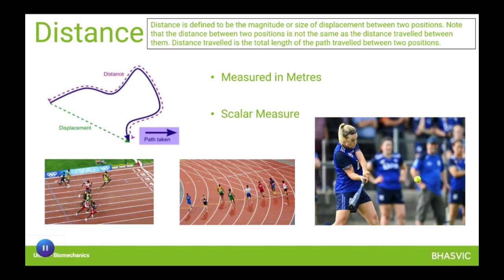Another example is a rounders ball being hit by the batter. The distance of the ball is measured by how far the ball has gone from the starting point. For example, the batter at the start would be 0 meters, and if she had a good strike on the ball, it could end up 15 meters from the start.